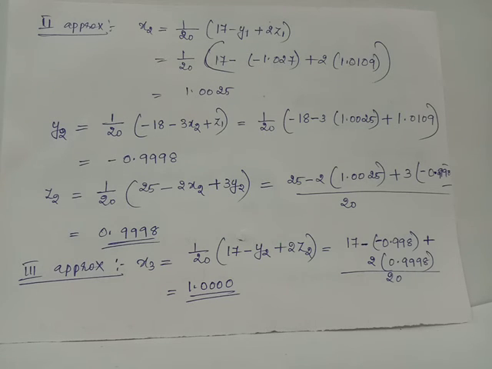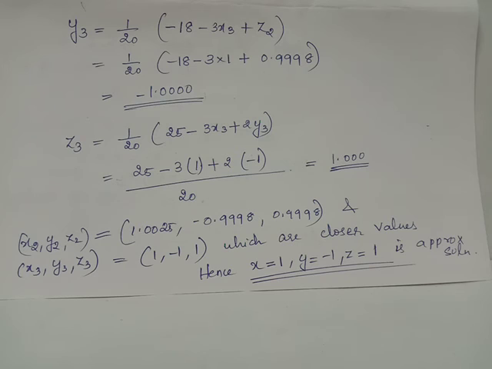Similarly, we will find out values of x, y and z in the third approximation. We obtain x3 equals 1, y3 equals minus 1 and z3 equals 1. Notice that when you consider x2, y2, z2 and x3, y3, z3 values, difference between corresponding variables is very small, or these values are very close to each other, and hence we can terminate the iteration.